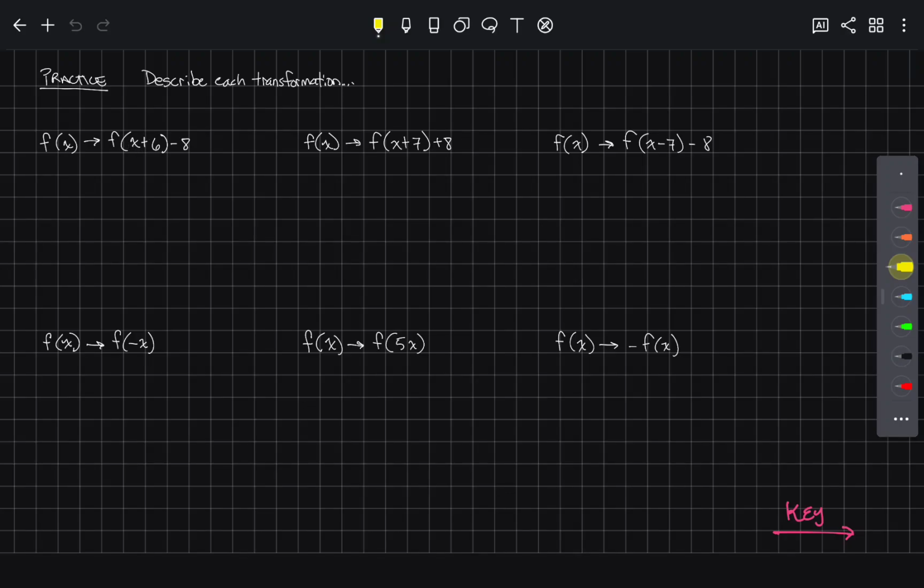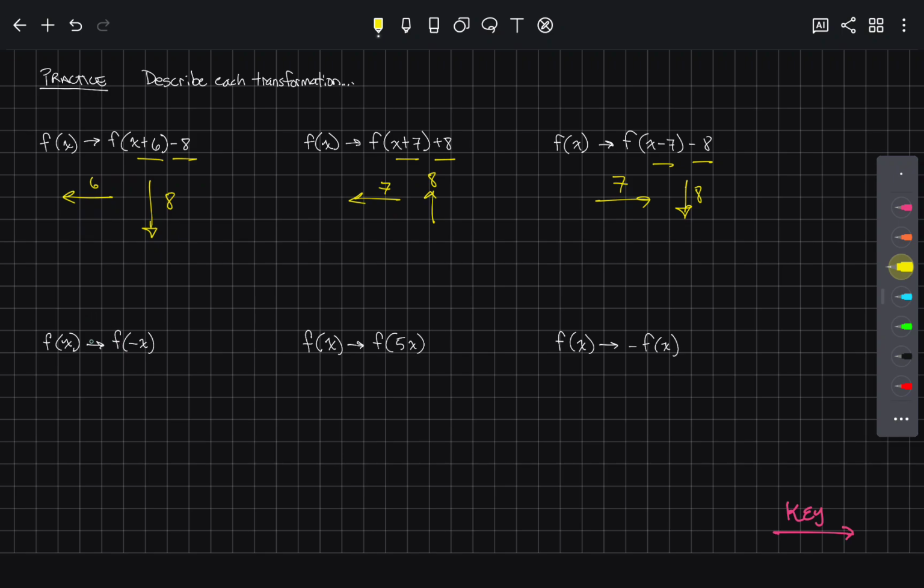If we're describing these functions and we want to see what is going on, we'll just start with this and this. We know that plus 6 means left 6, counterintuitive. And we know that it's minus 8, which is down 8. We're looking at plus 7 and plus 8. That's going to be left 7 and then up 8. Minus 7, minus 8. That's going to be right 7, down 8.